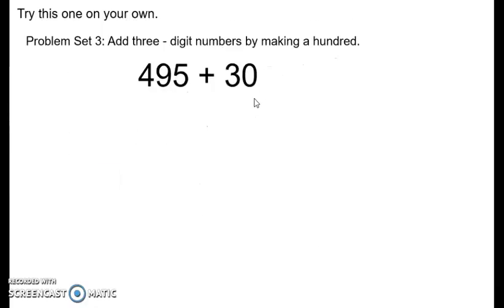You are going to try this problem on your own. Here we have 495 plus 30. Look at our bigger number. Decide how much more 495 needs to make 500. Then you are going to break this number up by taking out what you need and then putting down what is left. Make your 100 and then add the remaining numbers left. When you're done with this problem, you're done with the notes for today.